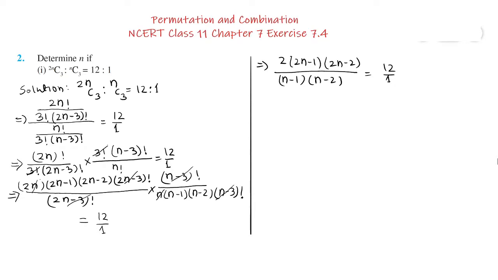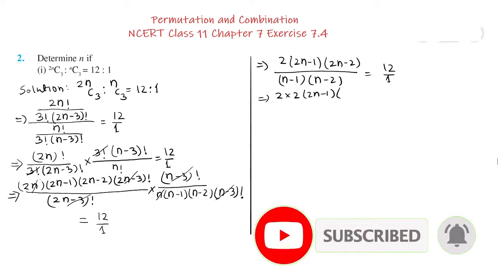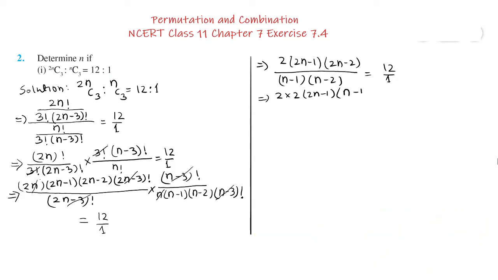12/1. We take 2 common from the 2n minus 2 of numerator and we write 2 into 2 into 2n minus 1 into n minus 1 upon n minus 1 into n minus 2. So we cancel n minus 1 of denominator by n minus 1 of numerator and we write equal to 12/1.